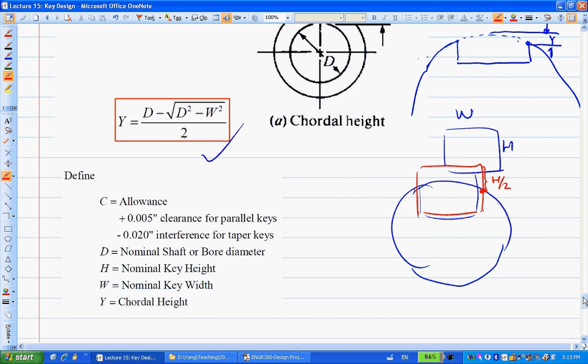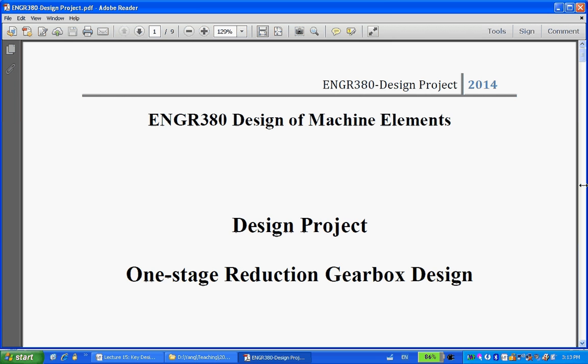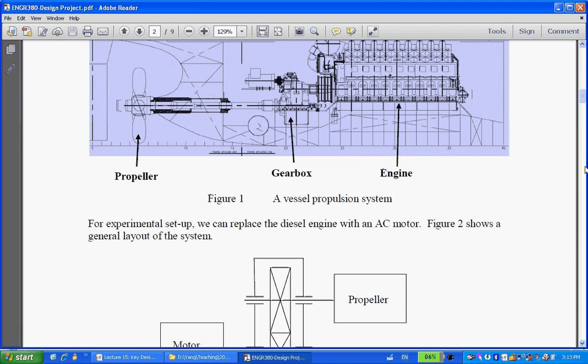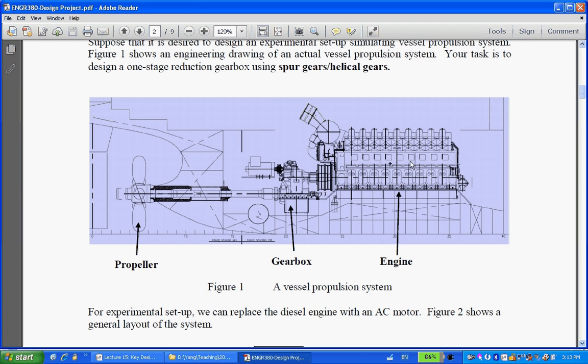Okay? So I will use the rest of the time to go over the design project. Just a couple of issues I wanted to emphasize. If you have read the design project, it's basically a fictitious kind of application. It uses a single stage gearbox driving a propeller through some shaft here.